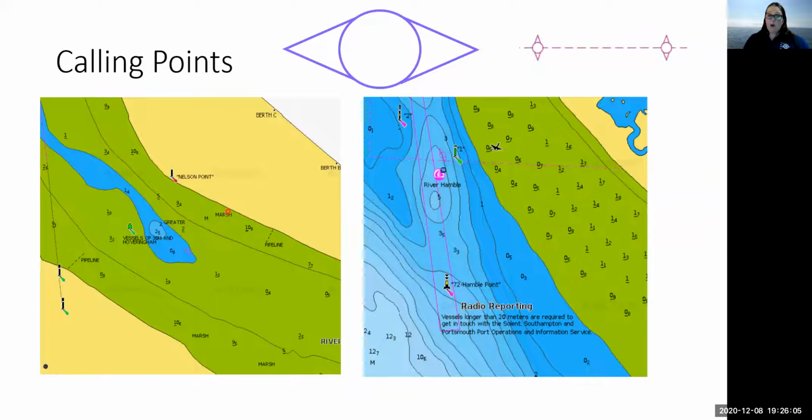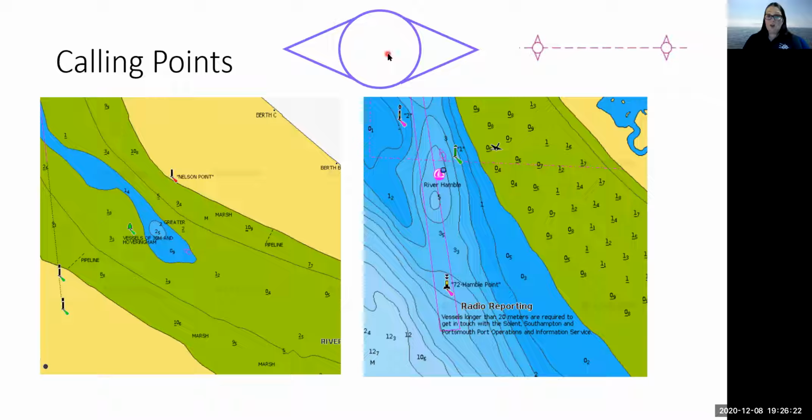I also have to think about calling points, but not necessarily because I need to call, because if I'm a vessel under 20 meters, I probably don't need to call. There are some areas where I do need to call. But here we've got a couple of calling points. This one is just off Nelson's Point coming out of the River Avon. Here, there's a small calling point there.